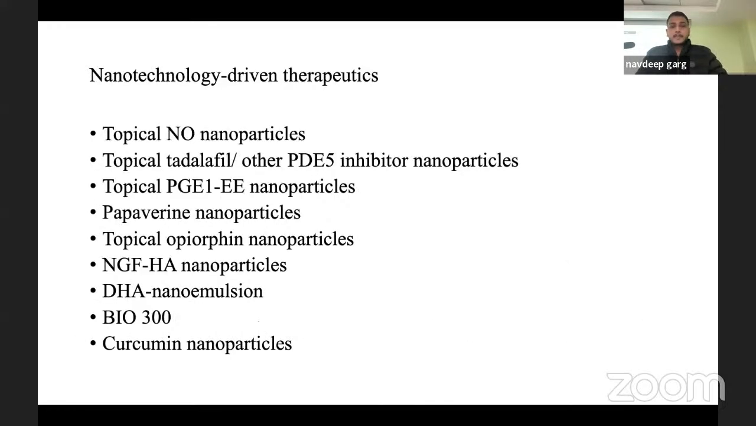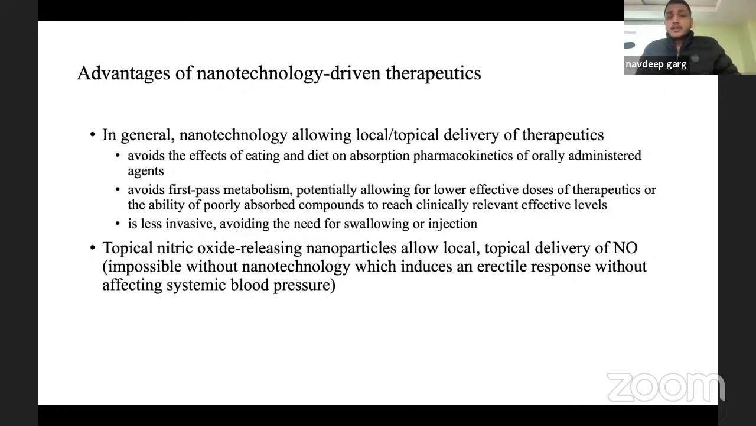So here, the nanotechnology-driven therapeutics that can be used are topical nitric oxide nanoparticles, topical tadalafil, topical PGE1 ethyl ester nanoparticles, papaverine nanoparticles, topical opiorphin nanoparticles, nerve growth factor HA nanoparticles, DHA nanoemulsions, as well as Bio 300 nanoparticles. The advantages of using this in erectile dysfunction are that it allows local as well as topical delivery of therapeutics, avoiding the effects of eating and diet on absorption pharmacokinetics, it also avoids first pass metabolism, and it is much less invasive.